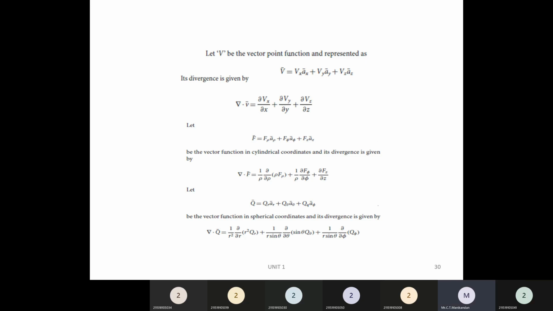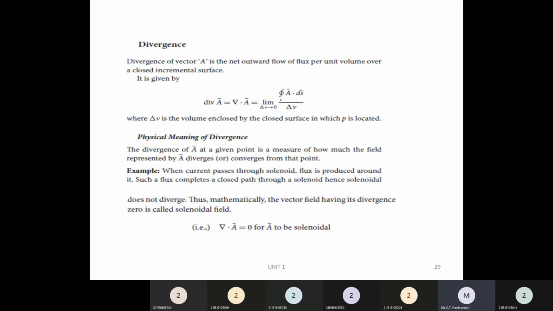They will give you one vector and ask you to find out whether it is solenoidal or not. For a solenoidal field, the condition is del dot A equal to 0. If the divergence of the vector is 0, then we can say that the vector is purely solenoidal.